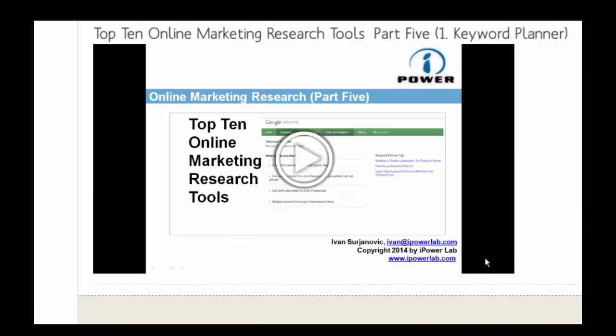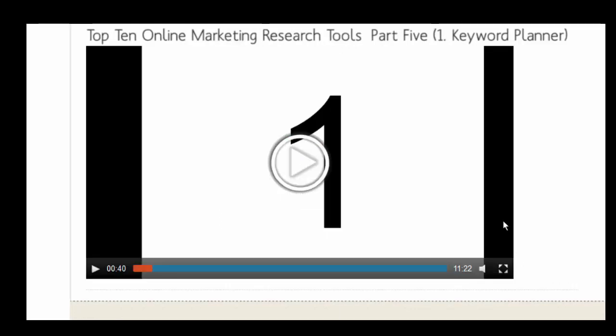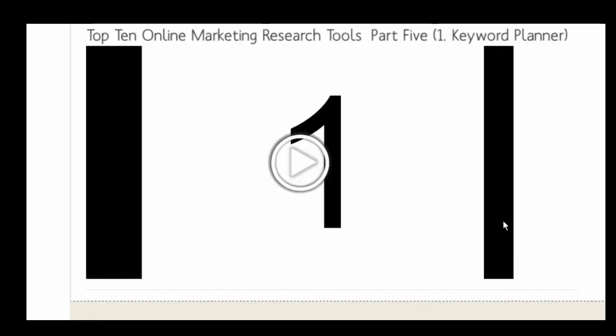Before we start, however, let me bring to your attention that we have already covered the tool called Keyword Planner when we talked about top 10 online marketing research tools, part 5. From minutes 4 to 11, we explained that tool number 1, the most effective tool for keyword research. And once you view this presentation one more time, it will become much clearer how you can choose the most effective and the most efficient keywords.